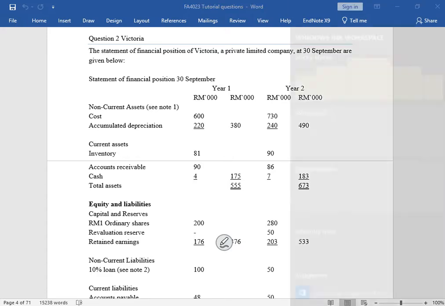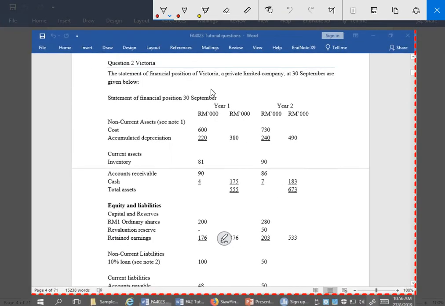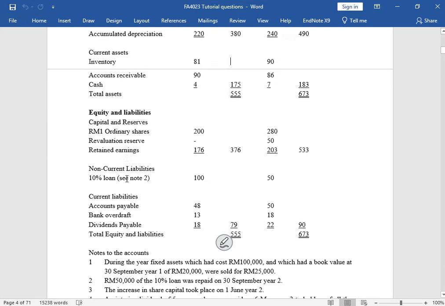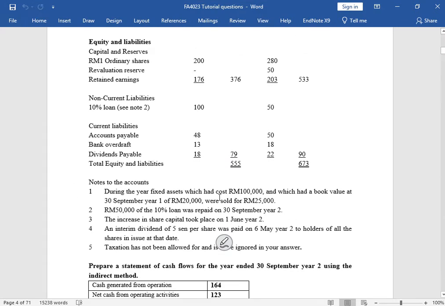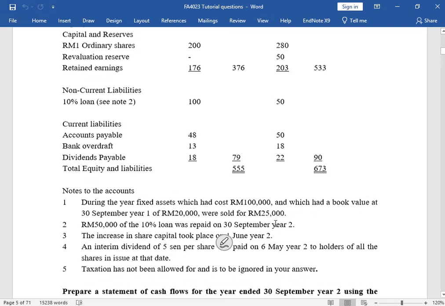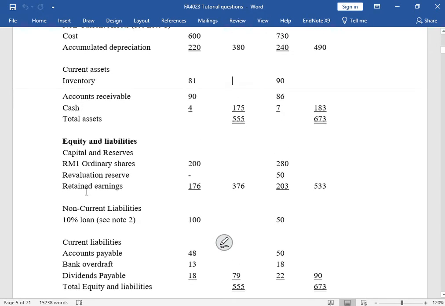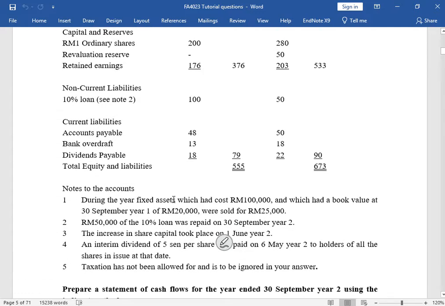Question 2, if you look at this, the first thing you should do when you come to these questions is always refer to your notes to accounts. Hey guys, are you with me? Okay, so if you look at your notes to accounts, you can see you have a fixed asset, cost is 100,000, book value is 20,000, meaning your net book value is 20,000.